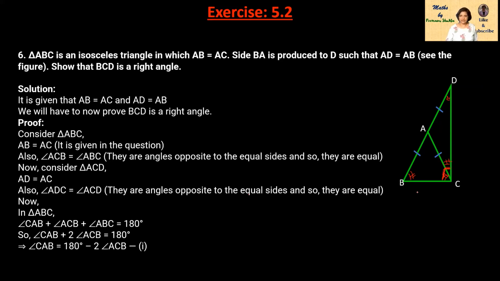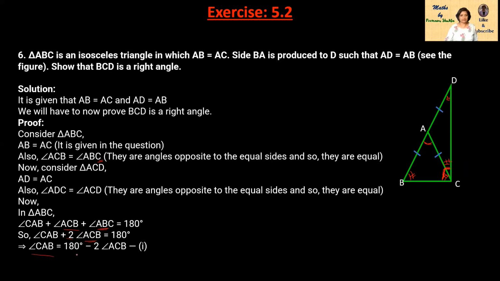Now, in triangle ABC, what can we write? Angle CAB plus angle ACB, right? Plus angle ABC equals 180 degrees. So from this, in place of angle ABC we can write angle ACB. So this ACB and ACB will become two angle ACB. So angle CAB plus 2 angle ACB equals 180 degrees. So what will come?